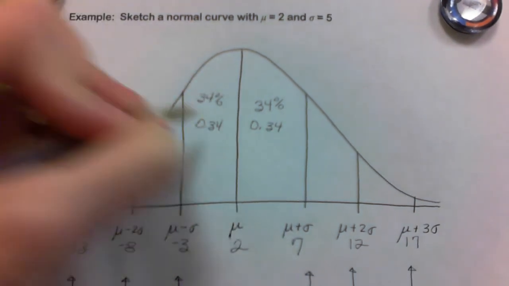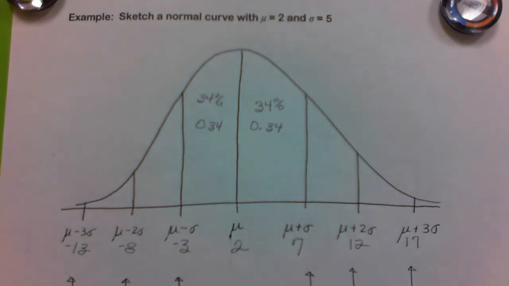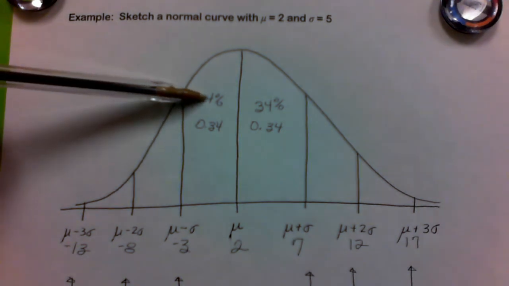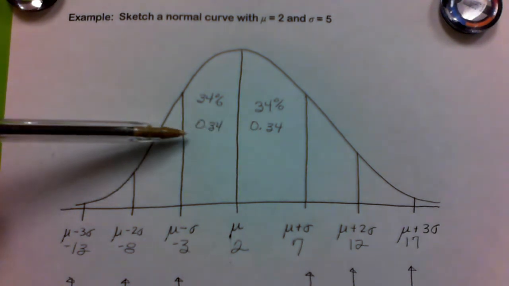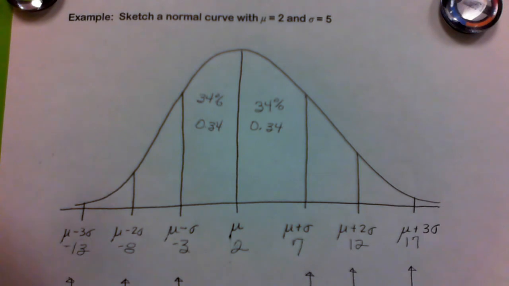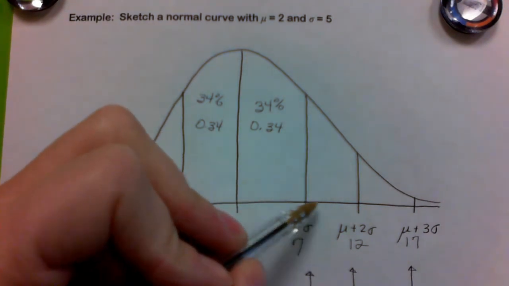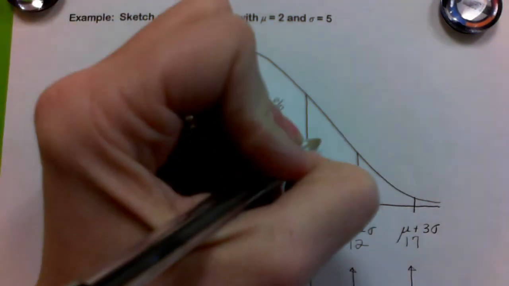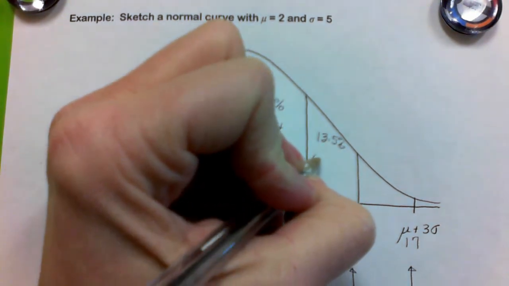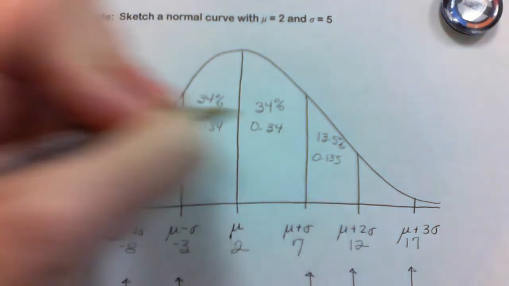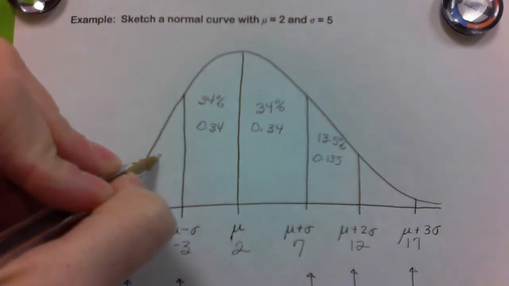Now, one of the things in this chapter is if it's asking you to find the area, you leave your answer in percentage form. If it asks you to calculate or find the probability, then you leave your answer in decimal form. Then the amount that is between 1 standard deviation and 2 standard deviations is 13.5%, or 0.135, which again, is symmetrical.